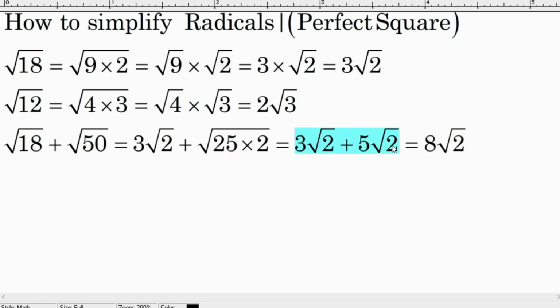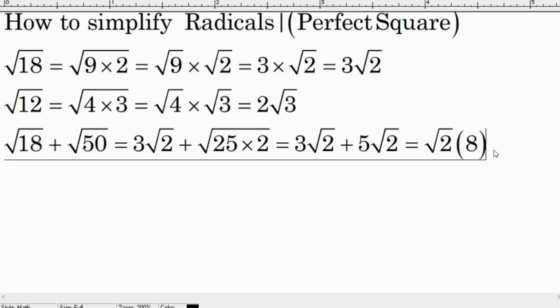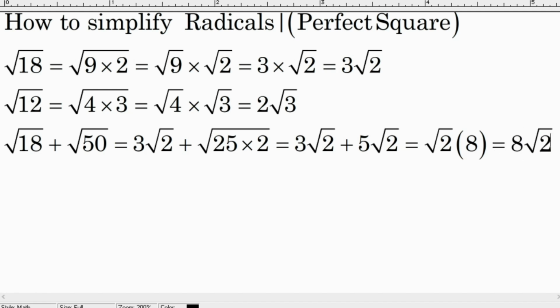Alright, or we can write this part here by factorizing square root of 2. So then we get 3 plus 5, which is equal to 8. Then we can write it as 8 square root of 2. That is the answer. Okay, let's say if we have bigger numbers, this is just an example, right? So then minus square root of 200.